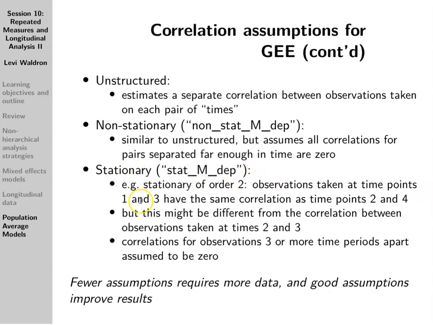So these are a pretty flexible set of assumptions and a decision that you should make based on your understanding of what the data are, how they were collected, and how you expect them to be related to each other. In general, making fewer assumptions, such as unstructured, requires more data, but good assumptions will improve your results.